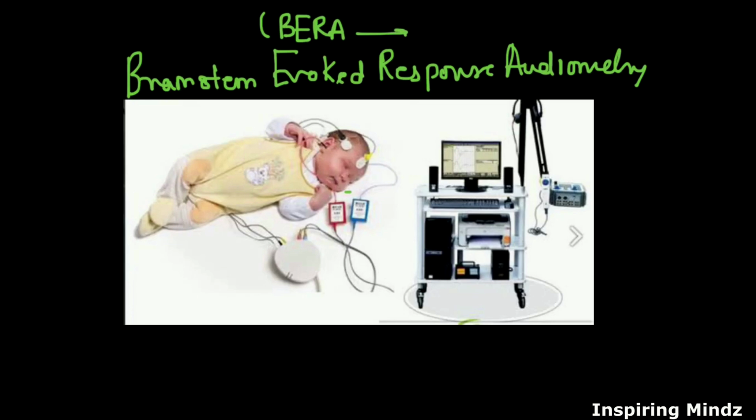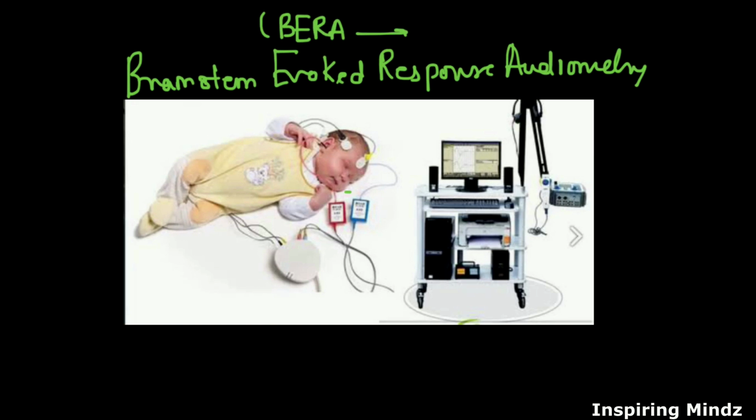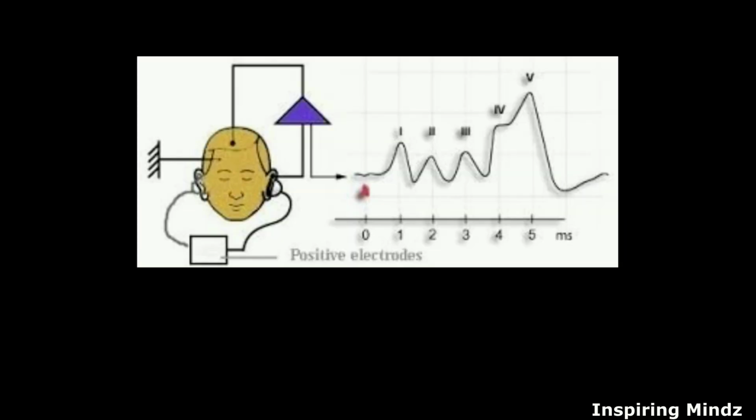Now, what happens in BERA? In this diagram, you can see that there are various synapses. So when the electrical impulses are traveling in the synapses, some amount of the energy will be lost. In BERA, we pick these energies in the form of various waves. So what are the various waves and how many waves are present?